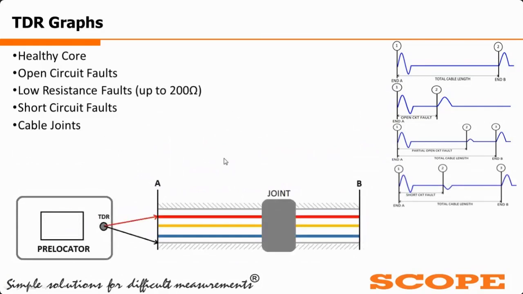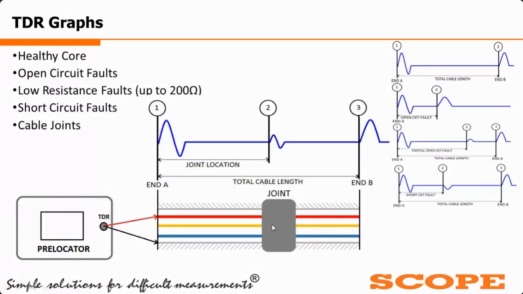The next one is the cable joints. Whenever there are joints in the cable, a small sine wave type reflection is reflected into the TDR graphs. By placing the cursor, we can easily know the joint locations in the cable.